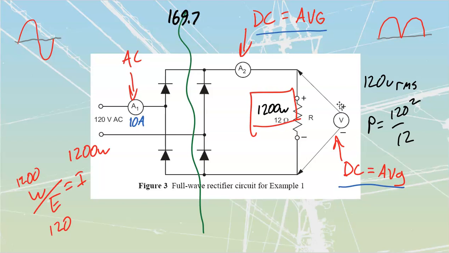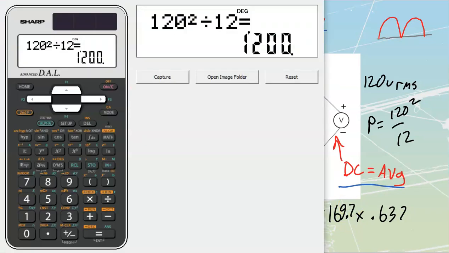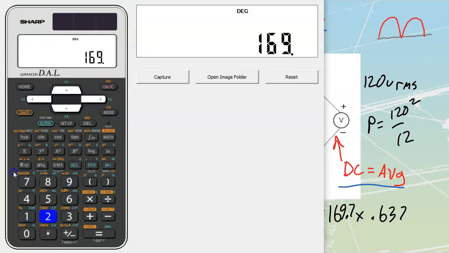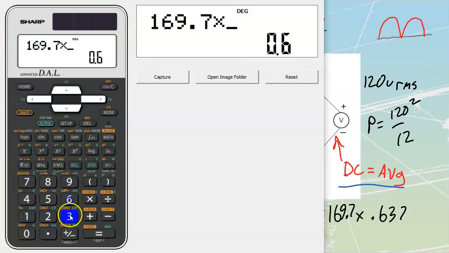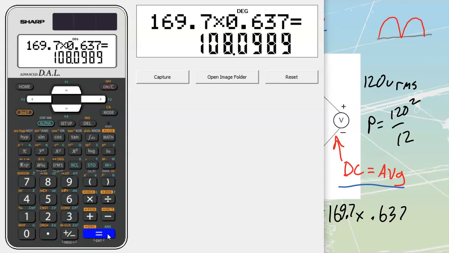We'll start with this one now as being 169.7. It's my E max, right? So we'll start by writing this formula out. V average is equal to V peak times 0.637. My peak was 169.7, so we will multiply that by 0.637. Gets me out to a value of 108.09. This is going to be a DC average reading.